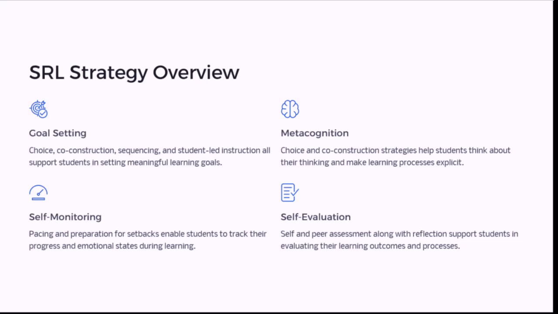Providing opportunities for self-monitoring, stopping learning, encouraging students to check in on their feelings and how they're doing is really, really important to facilitate emotional states and identify opportunities for them to self-regulate. Lastly, encouraging self-evaluation through self and peer assessment, along with reflection, supports students in evaluating their learning processes and outcomes.